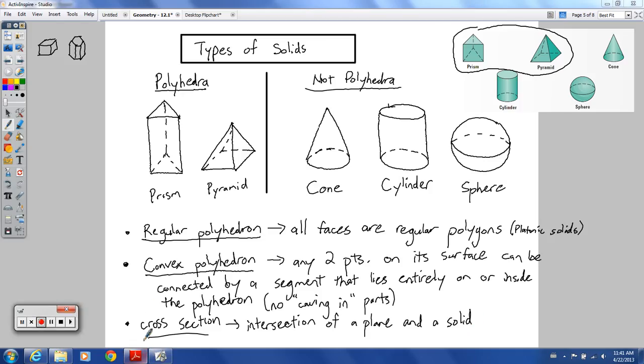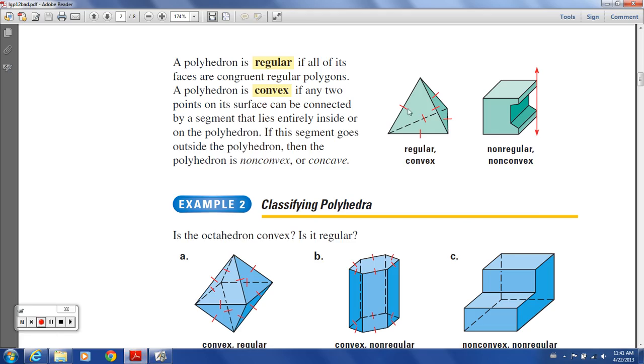And so I think it'll help to look at the book just briefly. We don't have to draw this. I think just looking at it will be sufficient for this. But here's an example of a regular convex polyhedron. And so notice all the shapes are the same type of shape. They're all triangles, and they're all regular triangles or equilateral triangles right here.